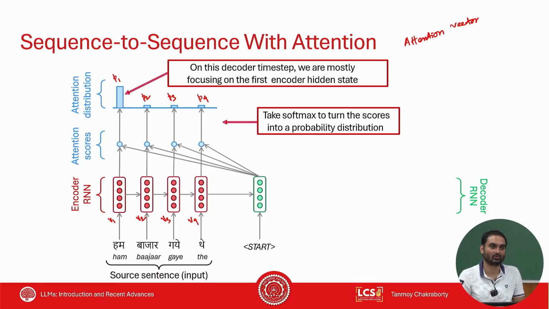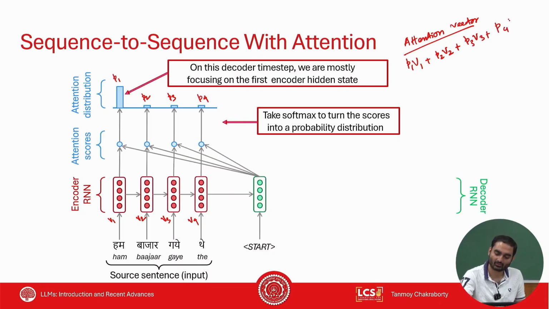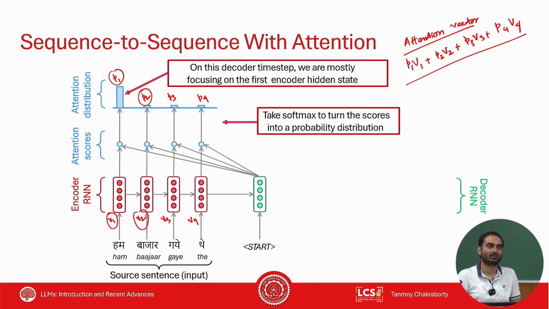And what are the weights? Weights are the probabilities. So attention vector will be P1 and the corresponding vector V1 plus P2, V2 plus P3, V3 plus P4, V4. This times this plus this times this, right? And plus so on and so forth, right? So P's are the weights. So what is this vector? This vector is the weighted sum of the encoder state. And how these weights are computed? The weights are computed based on the similarity between the decoder state and the encoder states, right?